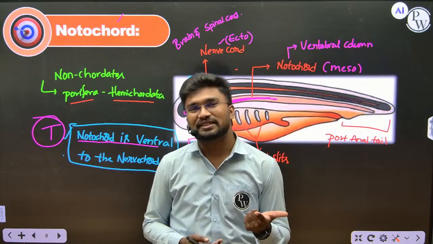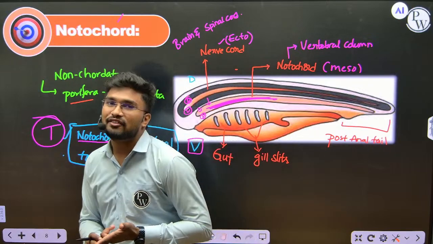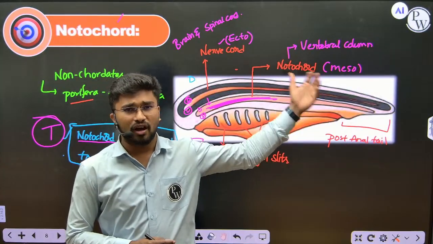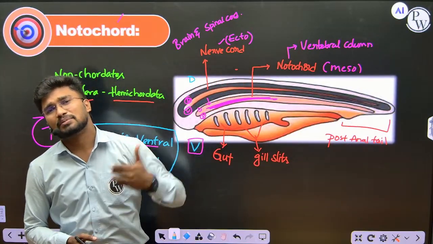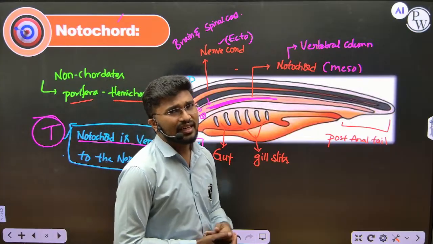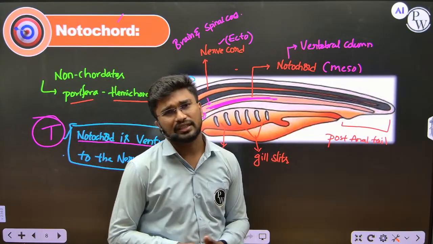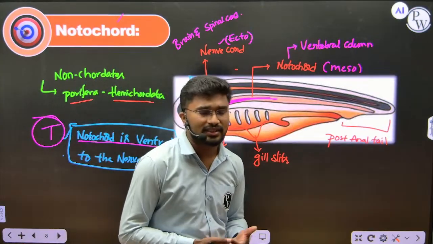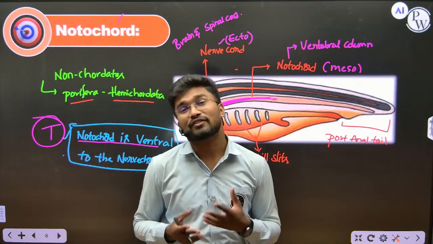That is the second difference. And the third difference: a post-anal tail is present in chordates, and a post-anal tail is absent in non-chordates. Like this, we will notice some differences. So this we will study in our regular classes, where we will study different phyla in detail.